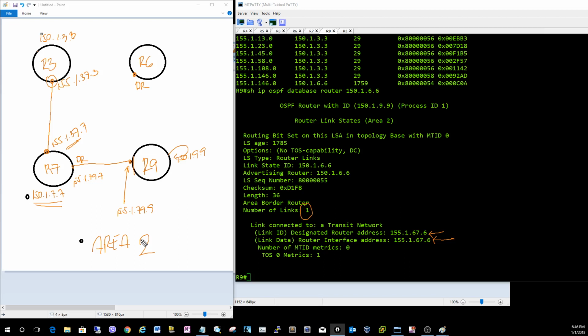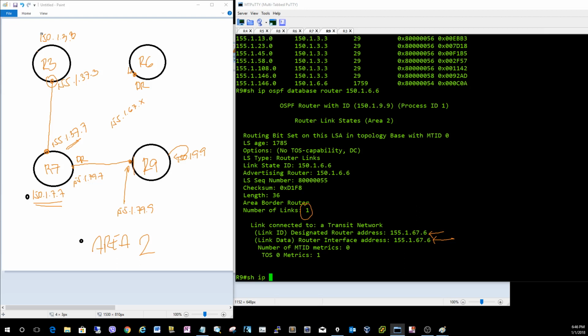Okay, so how do we know? So the 67, somewhere there is a link to 155.1.67.6. Let's erase that. In this segment right here, .6 is actually the DR. So how do we know again? How do we find out how many routers are participating in that particular segment without going to the OSPF?